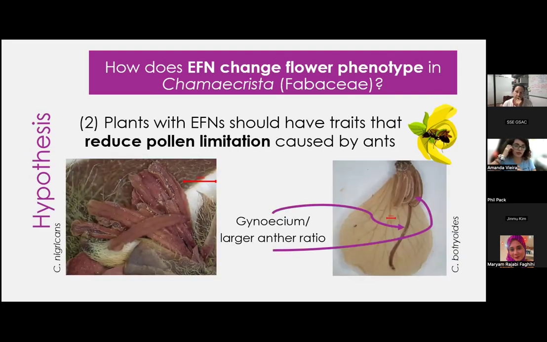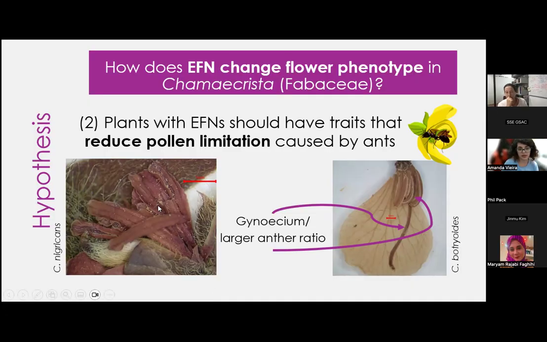We were also trying to think about self-compatibility, and maybe plants with extrafloral nectaries might be less dependent on bee pollination. They might be self-compatible, for instance. And of course, we don't have a way to measure this in herbarium data. So we were thinking about a proxy we could use to estimate this compatibility. And we were thinking about the gynoecium, a ratio between the size of the gynoecium and the larger anther.